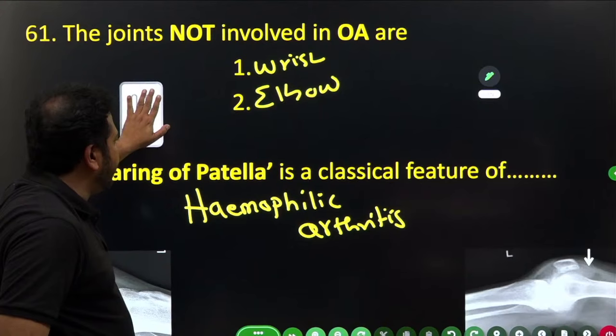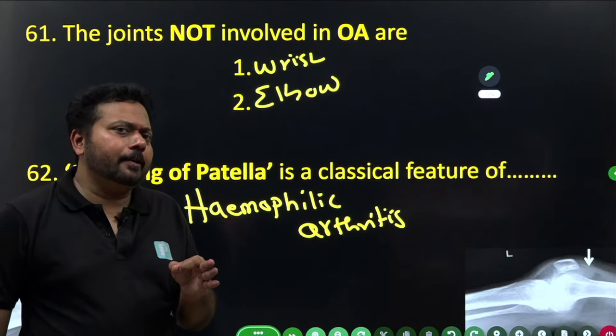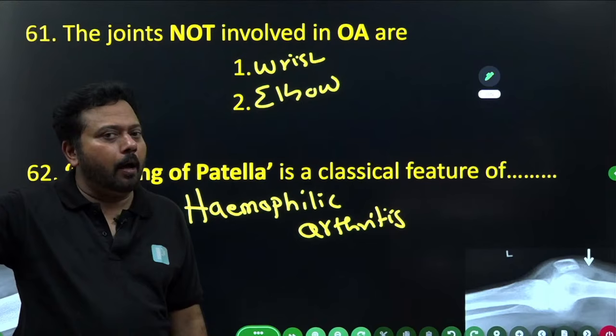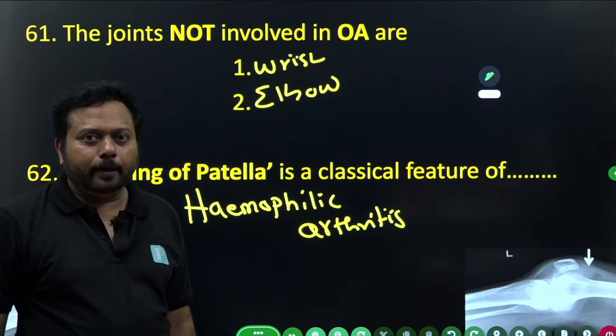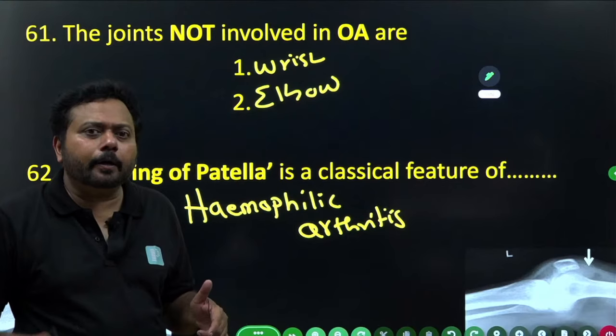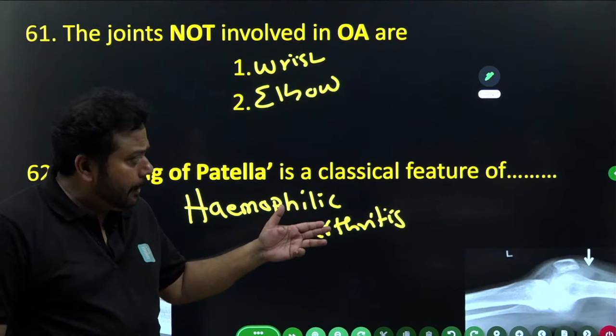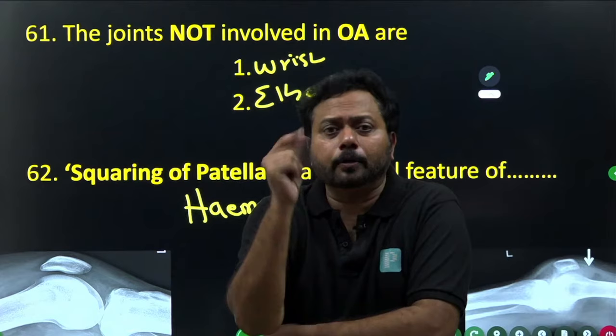When you read Harrison very carefully, under the hemarthrosis topic, he writes: apart from trauma, the most common cause of hemarthrosis of the knee is hemophilia. So what does he mean? The most common cause is trauma; the most common non-traumatic cause of hemarthrosis of the knee is hemophilia, chronic hemophilia. That will classically show you a squared patella. So in a radiology or ortho MCQ asking where squaring of patella is seen, the answer is hemophilic arthritis.